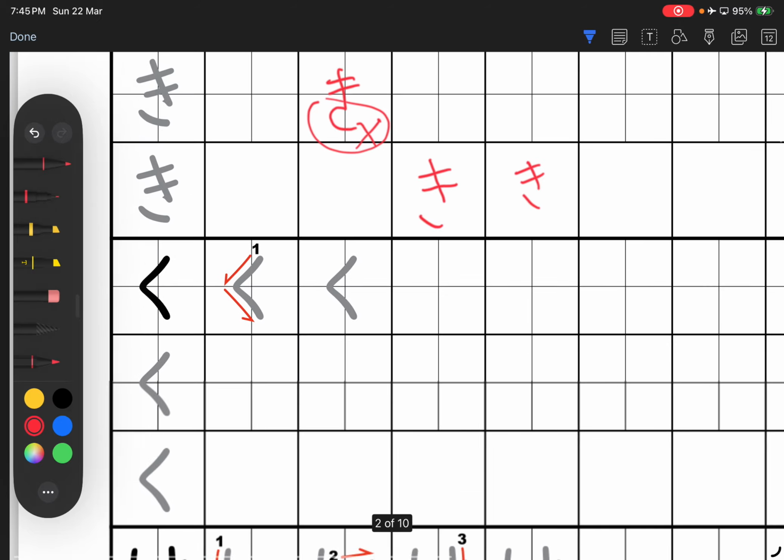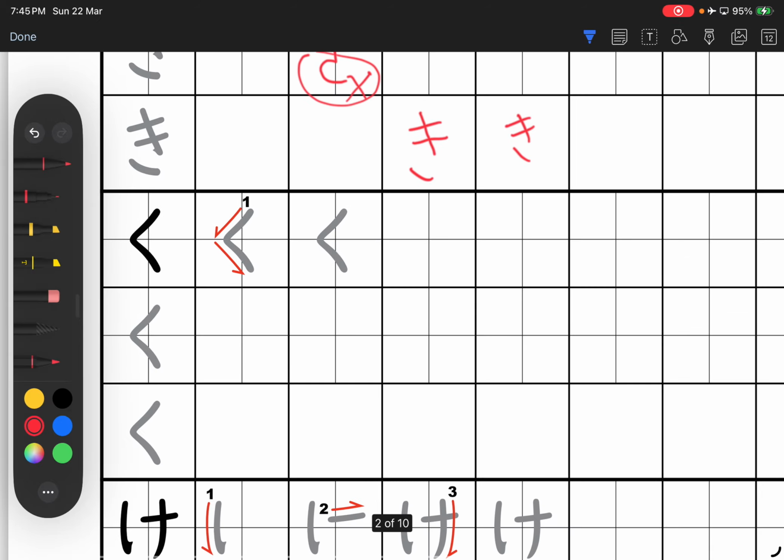Okay, next we have ku. Right, so ku is one stroke, very simple, come down like that. Up, down, just down. Ku. It's like some triangle bracket.